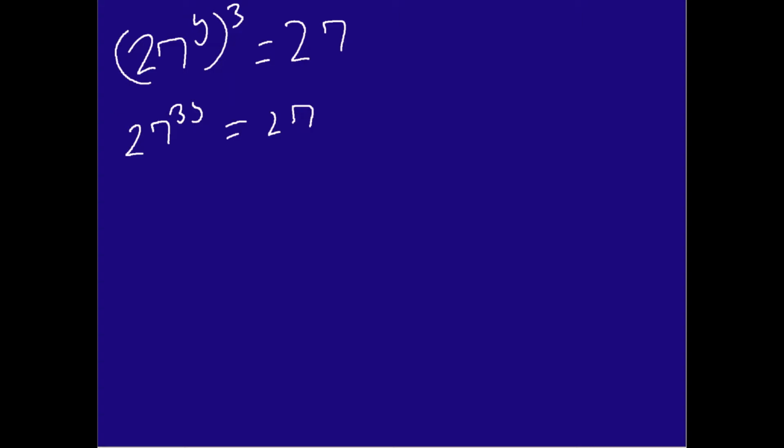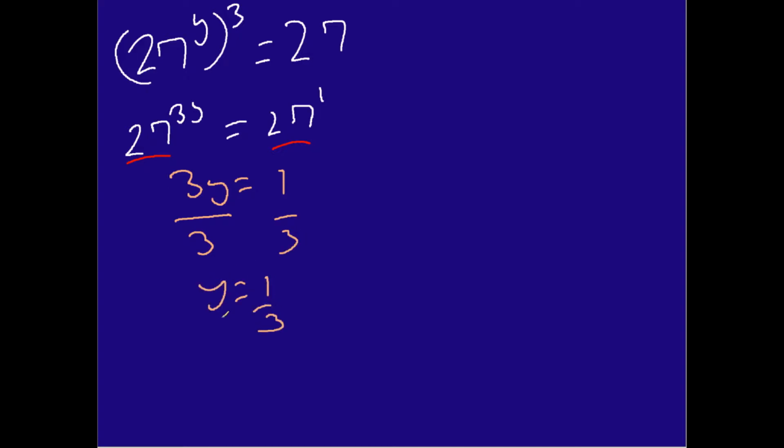Now, you already know from prior videos that if the base is the same, which it is because this is basically 27 to the first power, but we never put the 1, then when we're dealing with the exponents, we can just solve for the exponents, which means that 3y equals 1. And now this is just basic algebra. You divide both sides by 3, and you get that y equals 1 over 3.